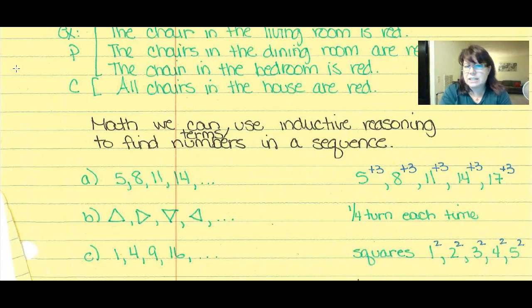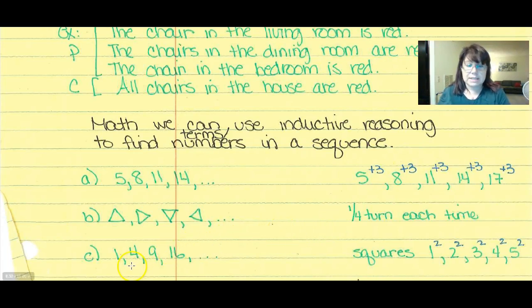Now, it doesn't necessarily have to be numbers. Sometimes we have shapes. We have a triangle pointing up, a triangle pointing right, a triangle pointing down, a triangle pointing left. If this is a pattern and this pattern continues, we can make the logical step that the next one will be up, then right, then down, then left, because it's a quarter turn each time.